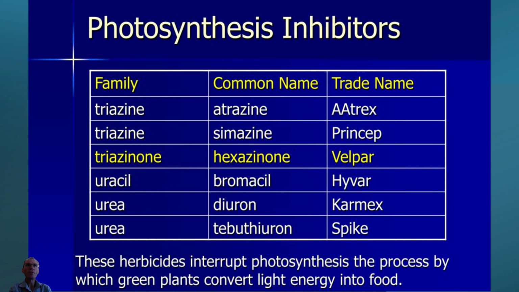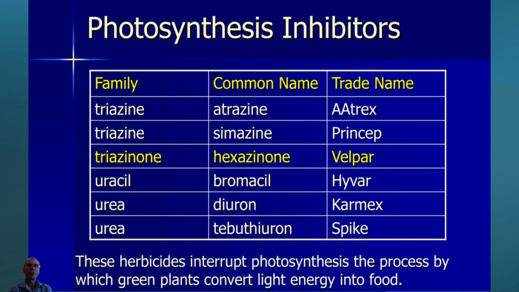Let's look at photosynthesis inhibitors. We're going to talk about the family, the common name, and the trade name of each. Our first family of photosynthesis inhibitors is going to be family name of triazine, common name atrazine, trade name is going to be Atrex. Second, our family is going to be triazine, common name simazine, trade name Princep. Our third family is going to be triazinone, common name hexazinone, trade name is going to be Velpar.